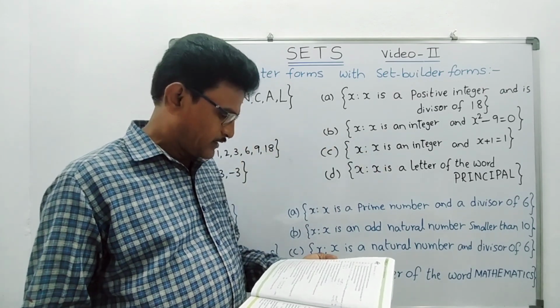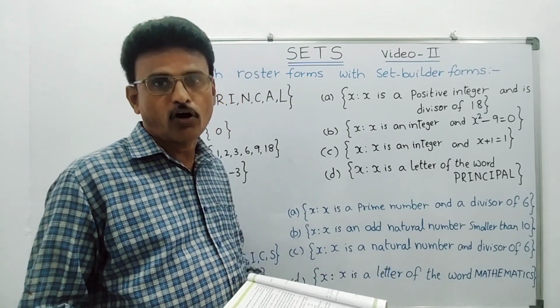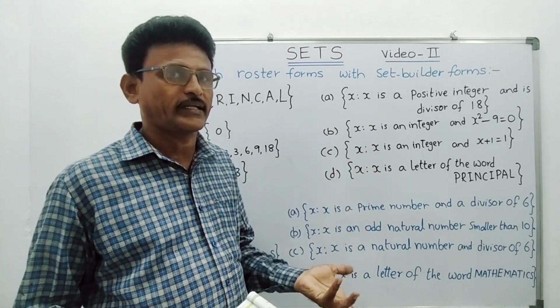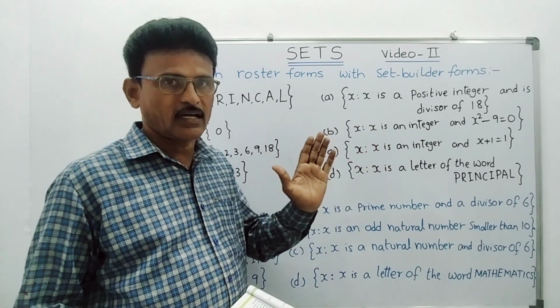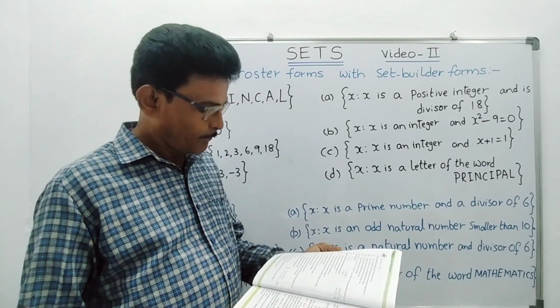Next, B is the set: x is an integer, x square equal to 4. x square equal to 4, x equal to root of 4, plus or minus 2 we are getting. It says x is an integer, so you write both minus 2 and plus 2. That is the answer: minus 2, plus 2.